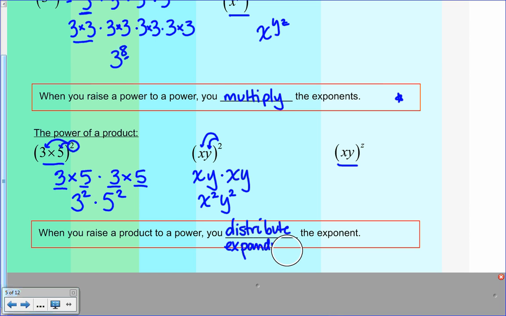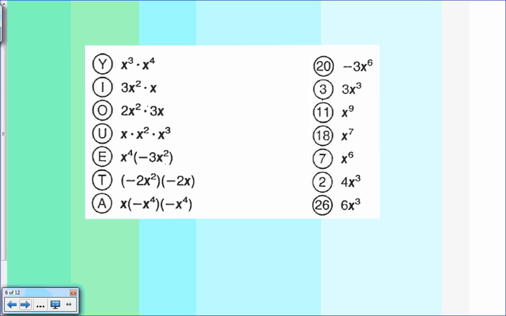So let's just fix that. When you raise a product to a power, you distribute the exponent or expand the exponent. And we'll do that here with this xy to the power of z now. And that will be x to the power of z times y to the power of z. No, we don't know what the z stands for at this point. If we did, we'd be able to simplify it some more. Okay, moving on to the next screen.